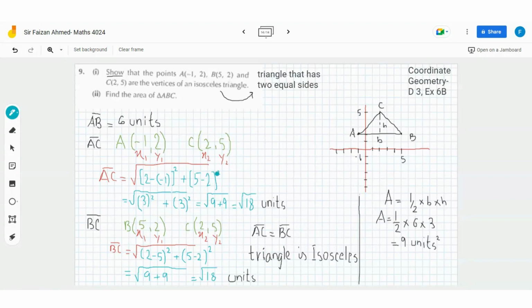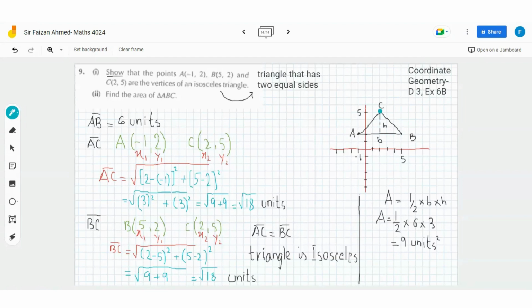Now moving to the second part, in which we have to find the area of the triangle. We know that in order to find the area of a triangle, we have to use the formula half into base into height, and now we have to identify which one is the base. So since this is the flat side, this is the horizontal line, or you can say this is the straight line, so we are taking this as the base. So AB is our base, and what will be the height? A perpendicular line from top to bottom will be our height.